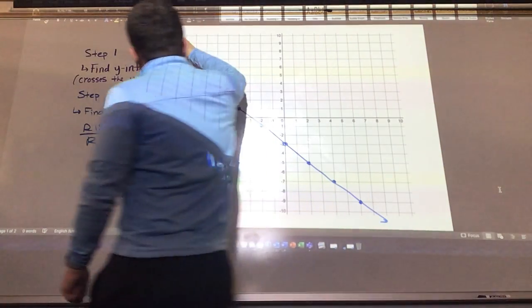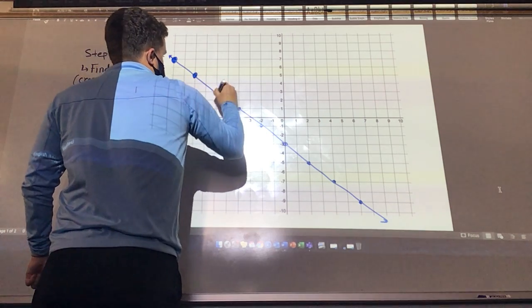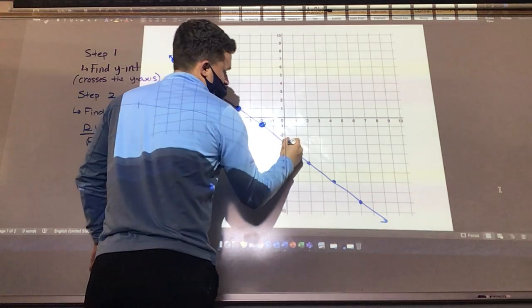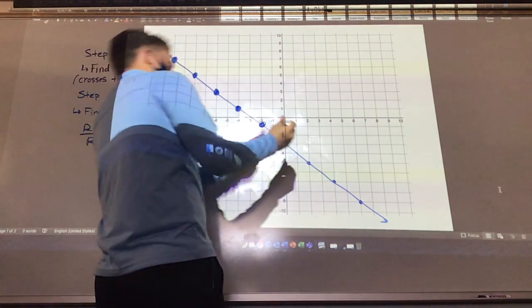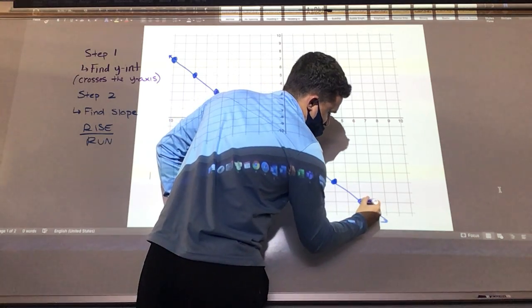Okay, here we go. Second one. What do we notice different about this one? It's going down, which means our slope's going to be negative. So remember, we read these from left to right. We notice this line's going down, so we're going to have a negative slope.